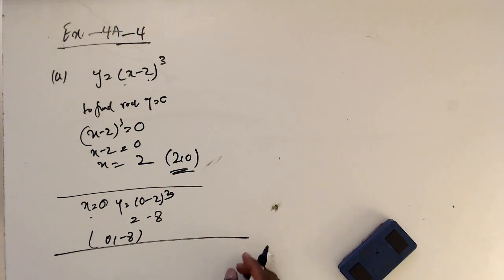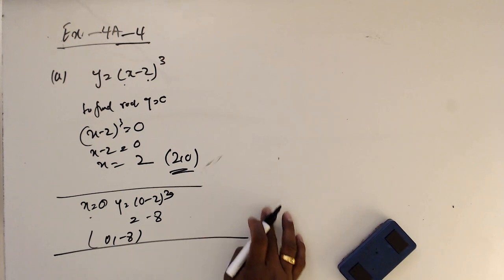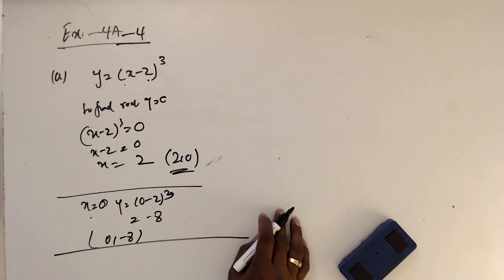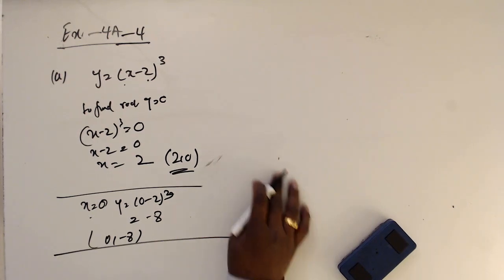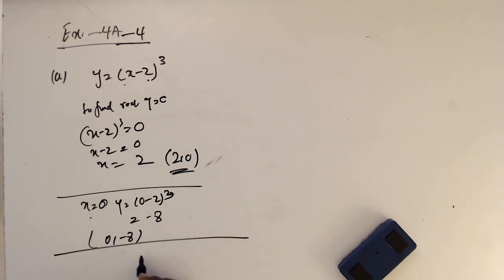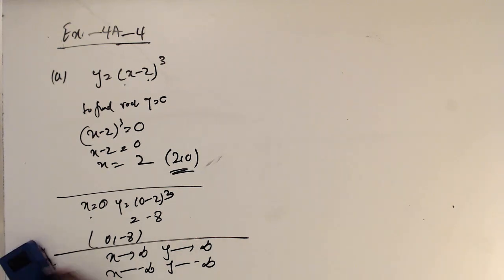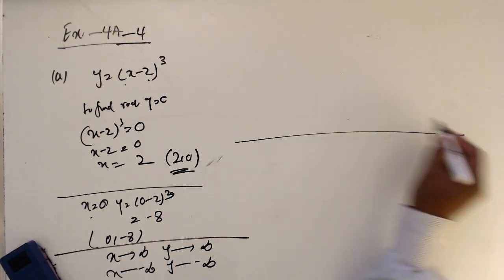We can also see the positive coefficient of the x cubed term. Since the coefficient of the x cubed term is positive, as x goes to positive infinity, y goes to positive infinity, and as x goes to negative infinity, y goes to negative infinity. Now we'll draw this one.